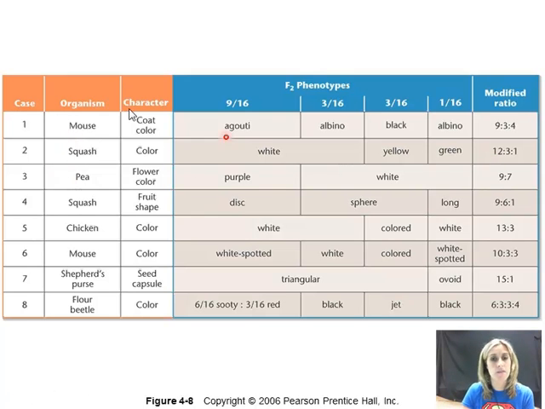So do this, and we've got some additional practice on epistasis that will hopefully help you understand these types of genetic problems further.